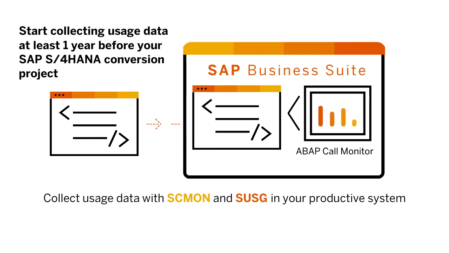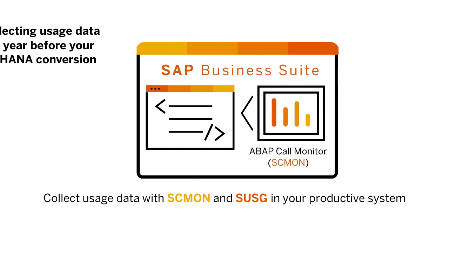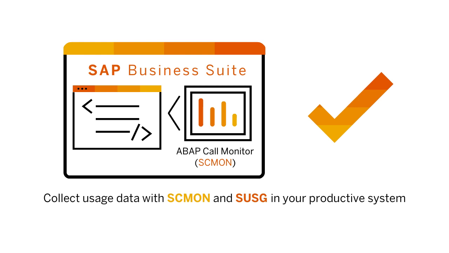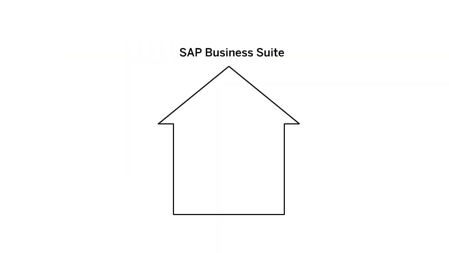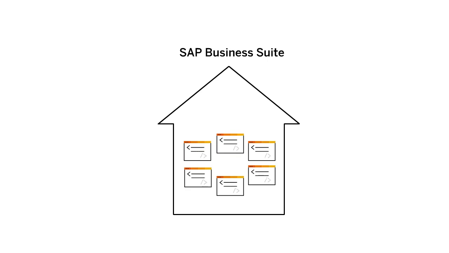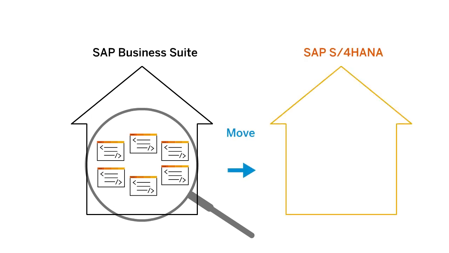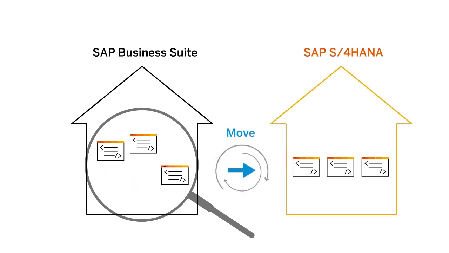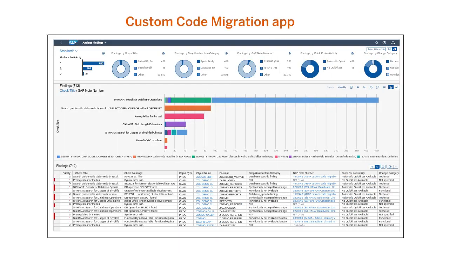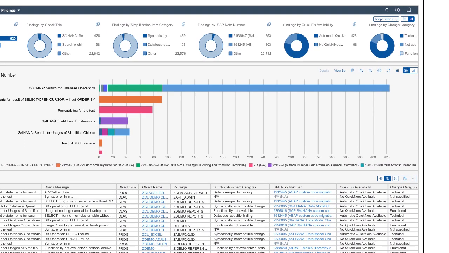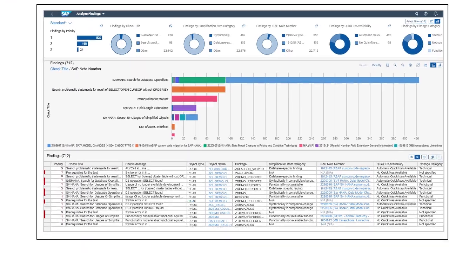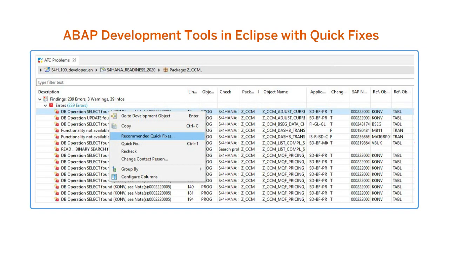This is a great opportunity for you to clean up the systems without running an extra project, since you can do it during your SAP S/4HANA conversion. Based on the collected usage data, you can define the scope of your custom code for SAP S/4HANA, analyze your custom code, and after the system conversion, adapt it for SAP S/4HANA accordingly. Custom Code Migration app is the tool of choice for scoping and analysis of your custom code for SAP S/4HANA. Using quick fixes in ABAP Development Tools in Eclipse, you can adapt your custom code for SAP S/4HANA in a semi-automated way. Let's take a look at this in detail.